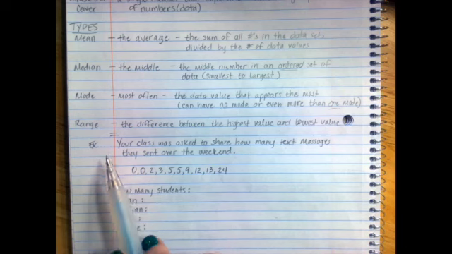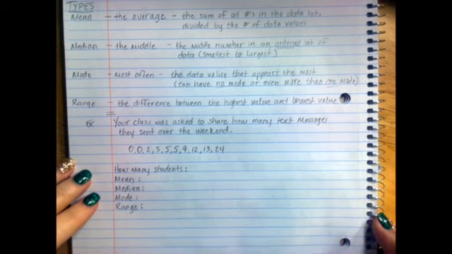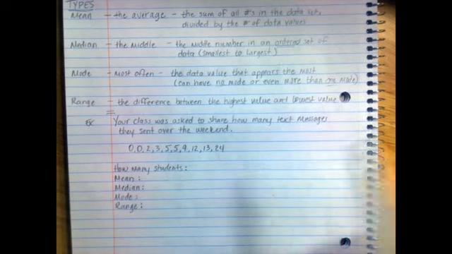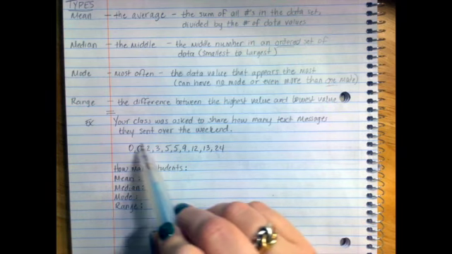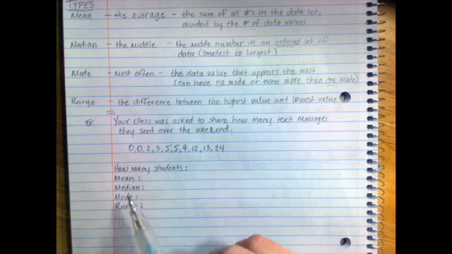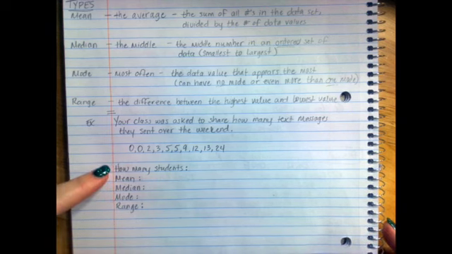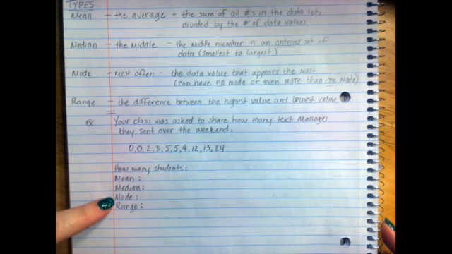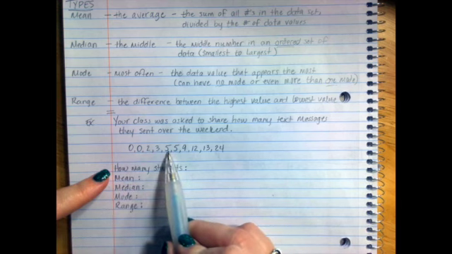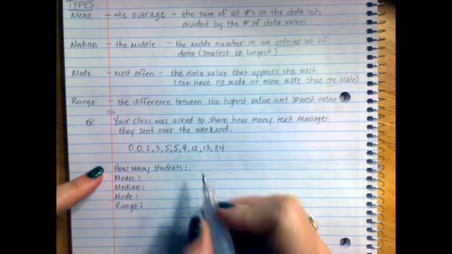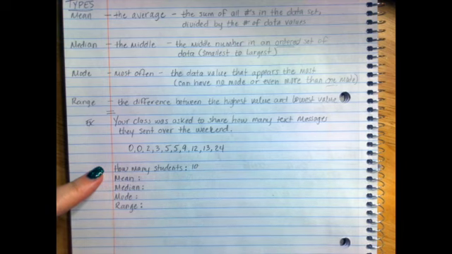For example, your class was asked to share how many text messages they sent over the weekend. Here are the answers, and they are already in order from least to greatest. Let's go ahead and figure out the measures of center. First, let's start with how many students were asked. We have 1, 2, 3, 4, 5, 6, 7, 8, 9, 10 answers, so 10 students were asked.